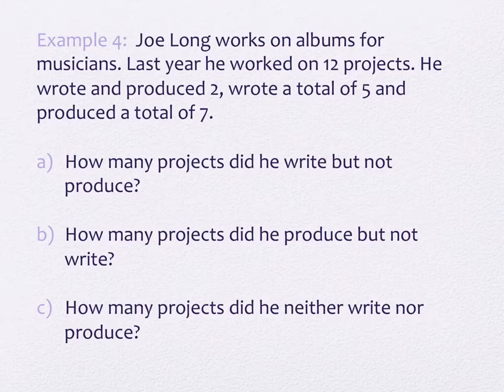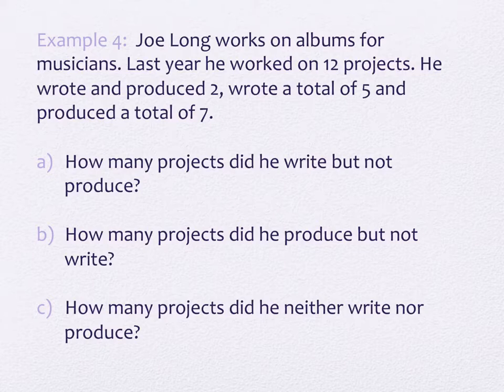We've got a word problem. This isn't the only way to solve these, but Venn diagrams actually work really well to solve these particular types of problems. Joe Long works on albums for musicians. Last year, he worked on 12 projects. He wrote and produced 2. He wrote 5, and he produced 7. And there's a series of questions about what he did.